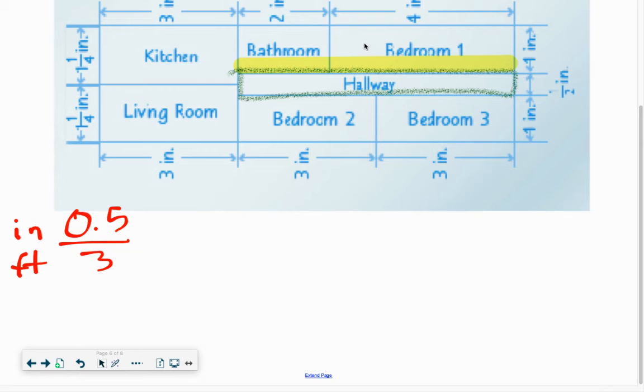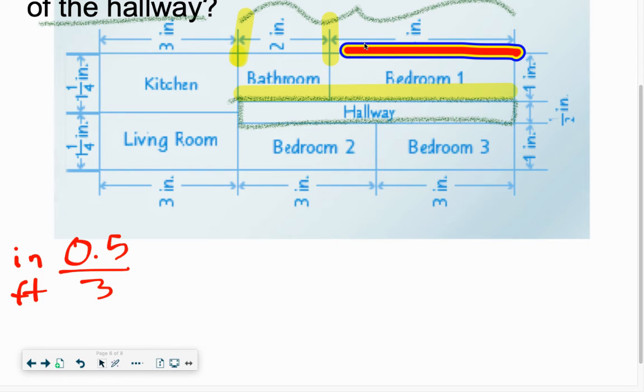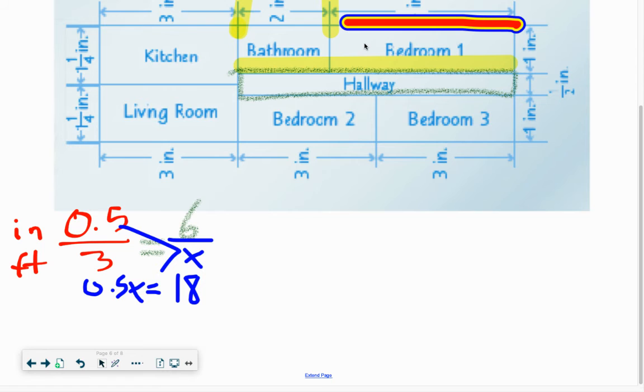To figure that out, we got to go up here and see that here is 2 inches. And then this area here is 4 inches. So we want to know what that total length is. That is 6. So we're going to plug that on in where the inches is at. Got that cross product ready to go. So half x equals 18. Great. And we shall divide both sides by half so that we find x equals 36. And that label is feet.